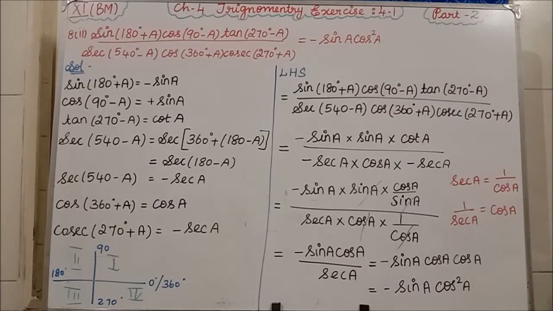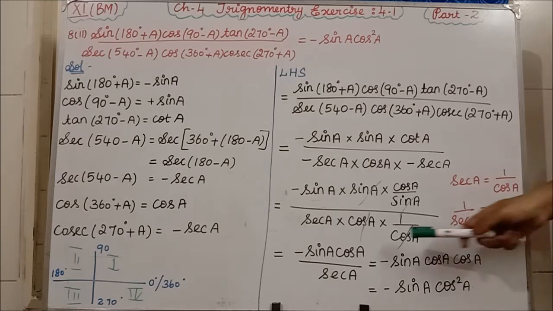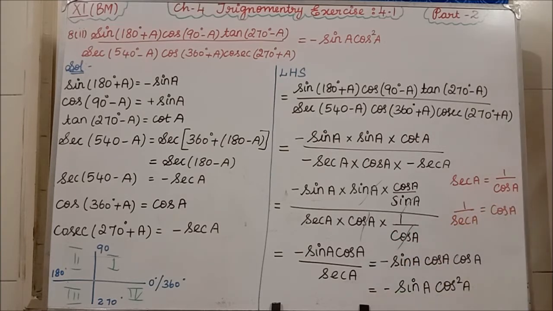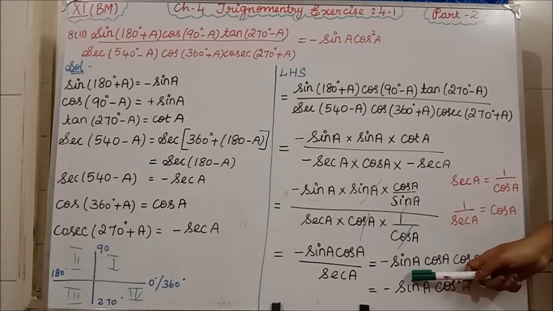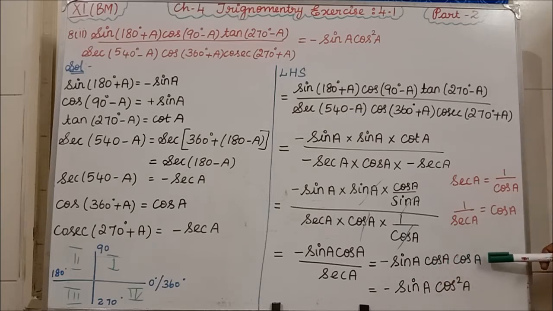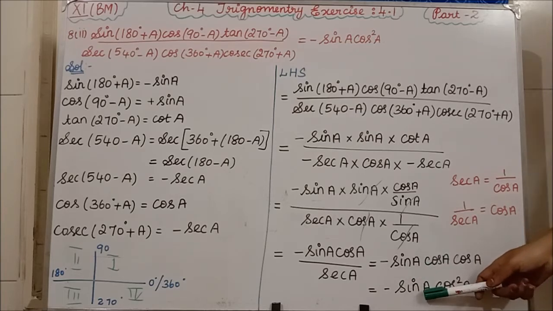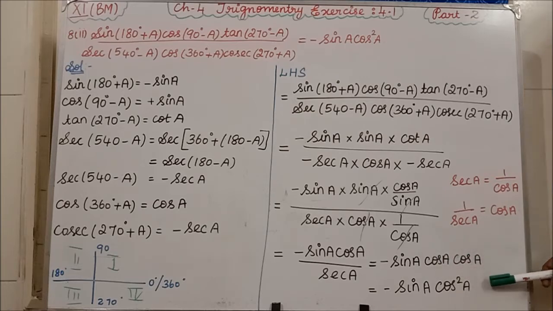So we know that 1 divided by sec A formula is cos A. So 1 divided by sec A is what? Cos A. So minus sin A into cos A into cos A. So minus sin A, cos A into cos A is cos square A. Okay, we have proved it, which is equal to RHS. Write the last line: therefore LHS equal to RHS, hence proved. Clear all of you this problem?